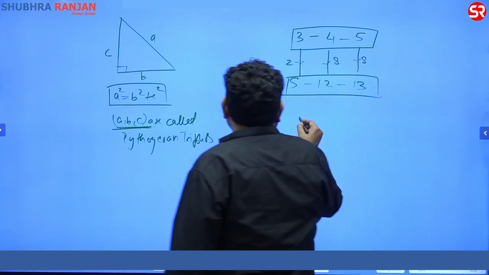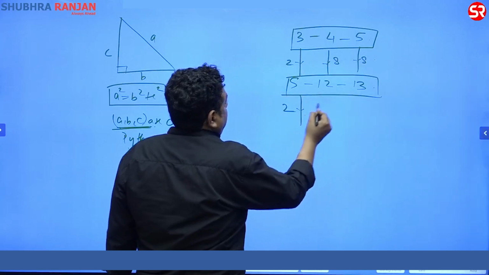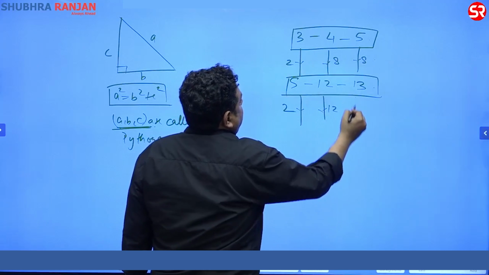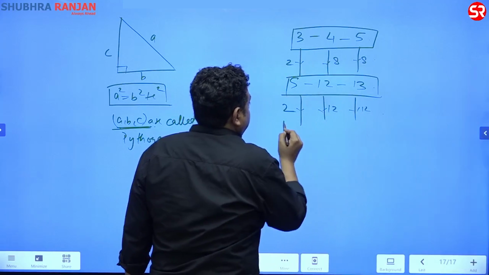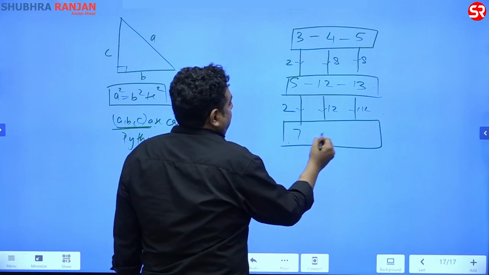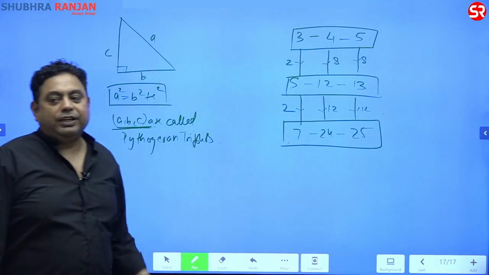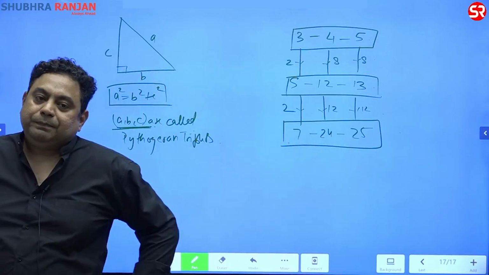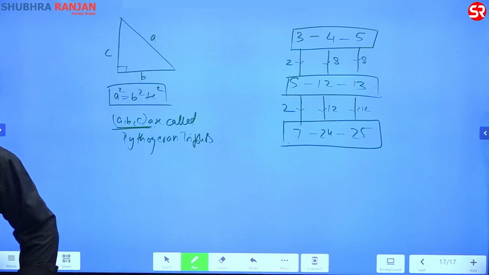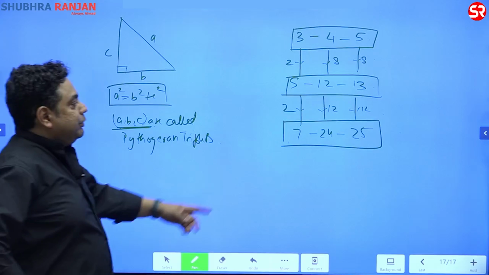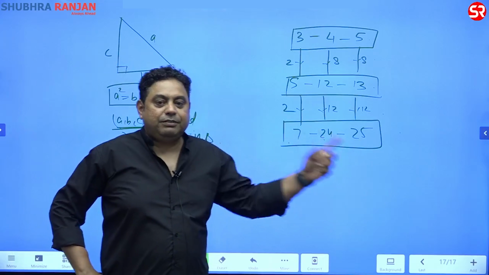Then they knew this also. They added 2 here, they added 12 here and 12 here. They found something amazing. They said 7, 24, 25. 7 square plus 24 square is 25 square. Check it.